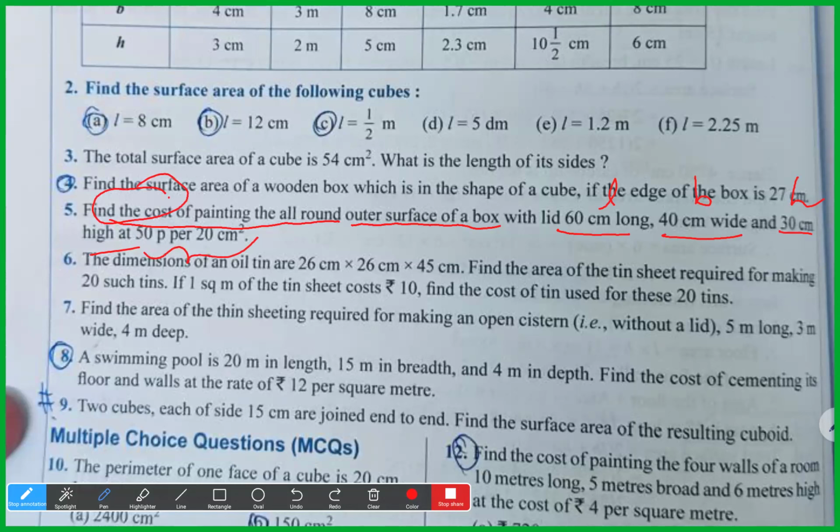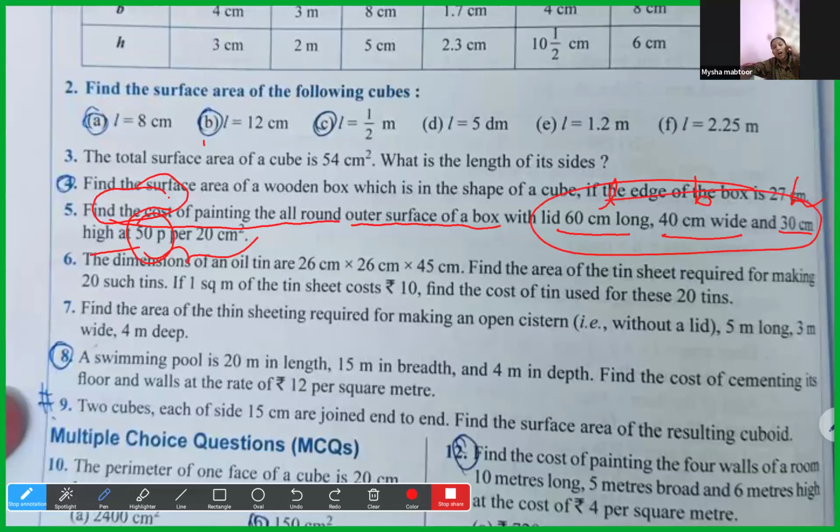Means every 20 centimeter square, 50 paise money is charged. So what will be the cost for painting this entire box? That is the question. So we have to use that formula. First we'll use the surface area formula to find out how much area is actually to be painted, because they're painting all around the box.